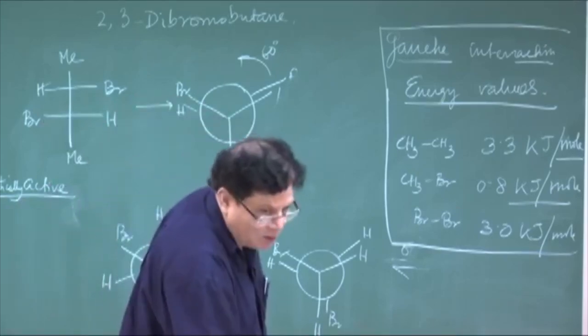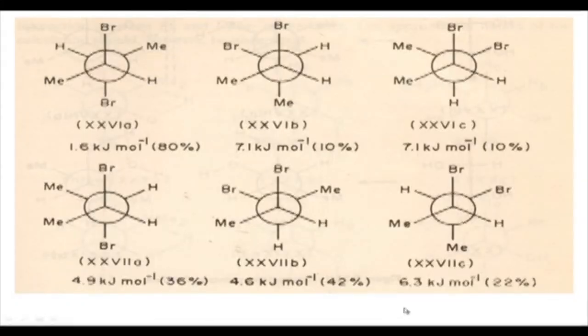You have to consider all the conformations, all the conformers, to be precise. The different conformers you draw, the possible staggered forms, they are the conformers. So this is the meso form. In this form you have two methyl bromine gauche interactions, so that will be 2 into 0.8, which is 1.6, then bromine bromine that contributes 3, then bromine methyl that contributes 0.8, and then methyl methyl that contributes 3.3. If you add these up, it will come out to be 7.1. Then this conformation will also be 7.1, because this gauche form is the mirror image of that gauche form.